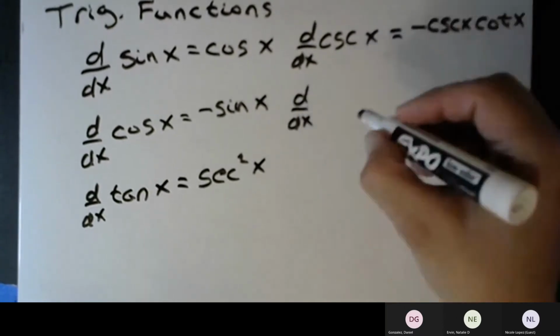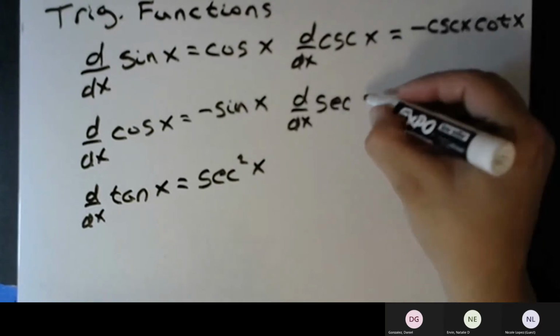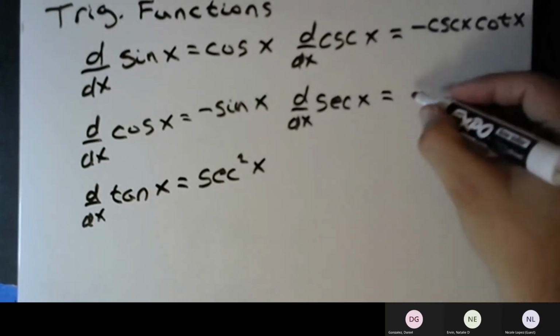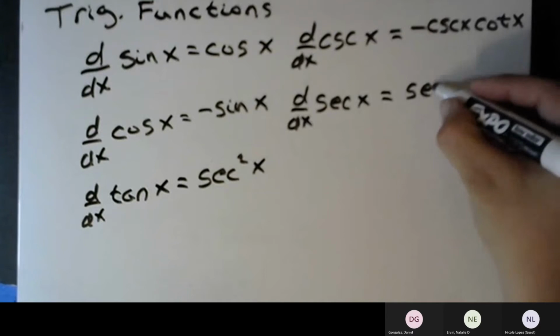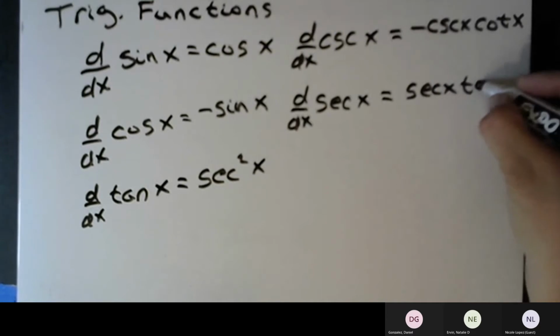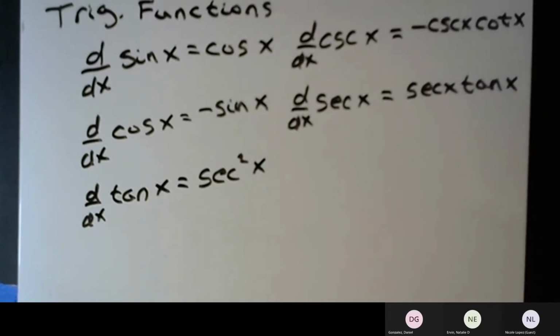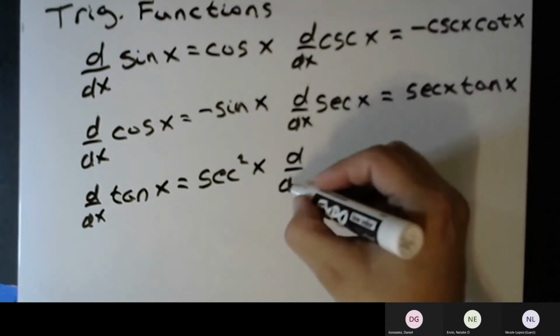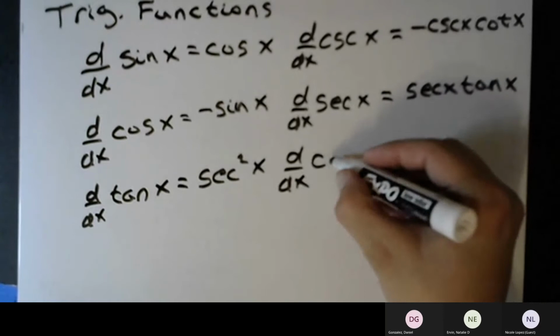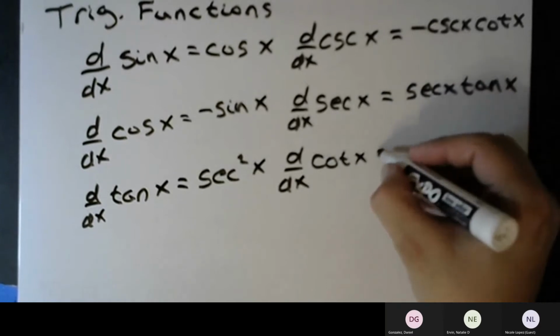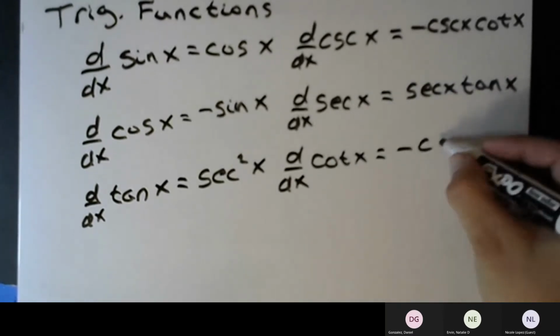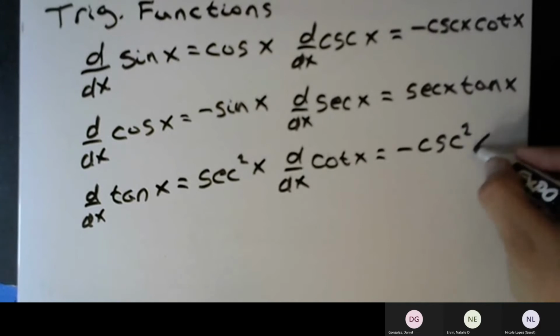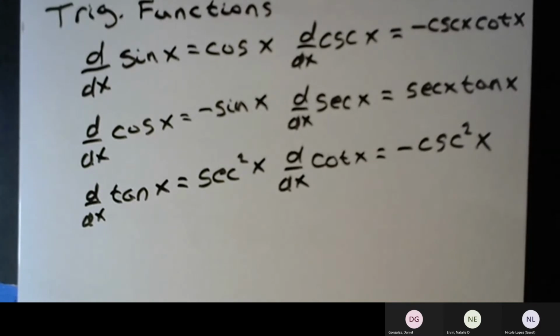Derivative of secant is going to be secant x tangent x. And the derivative of cotangent is minus cosecant squared of x. So these are your derivatives of trig functions.